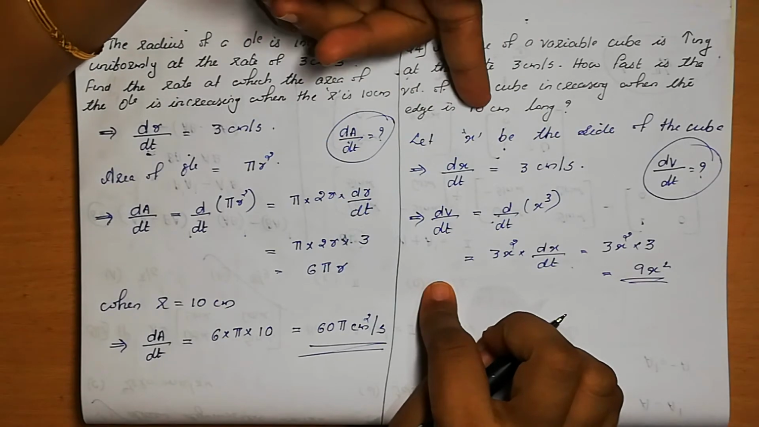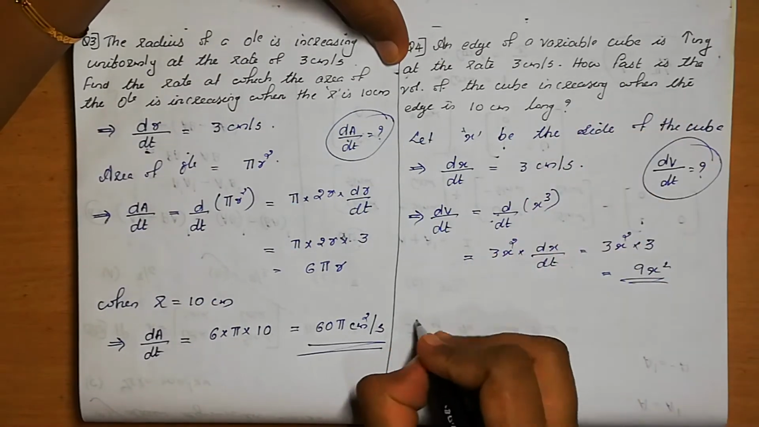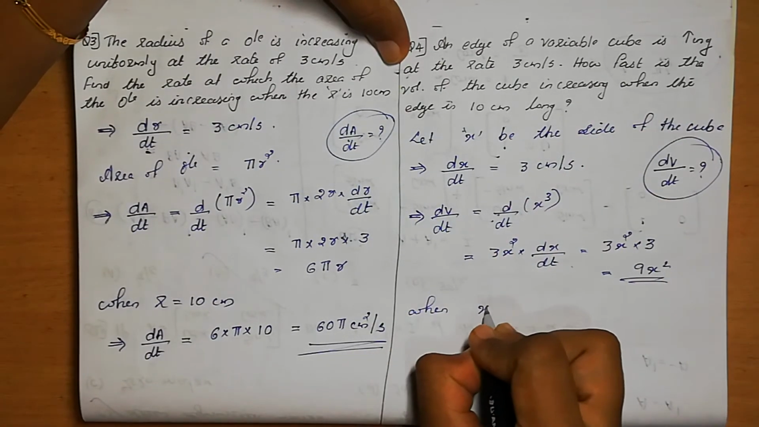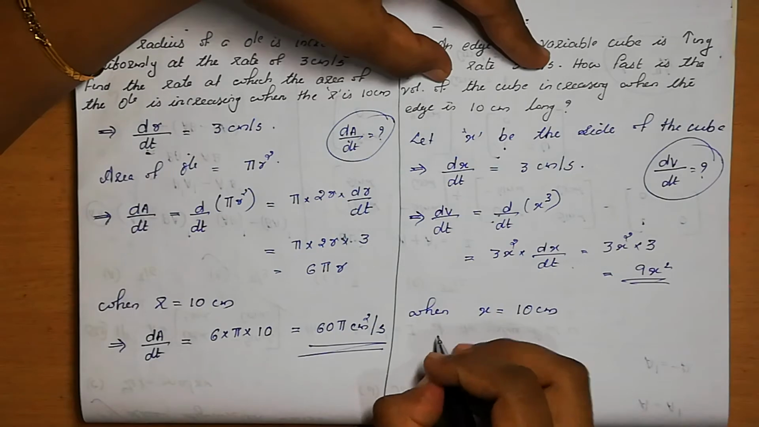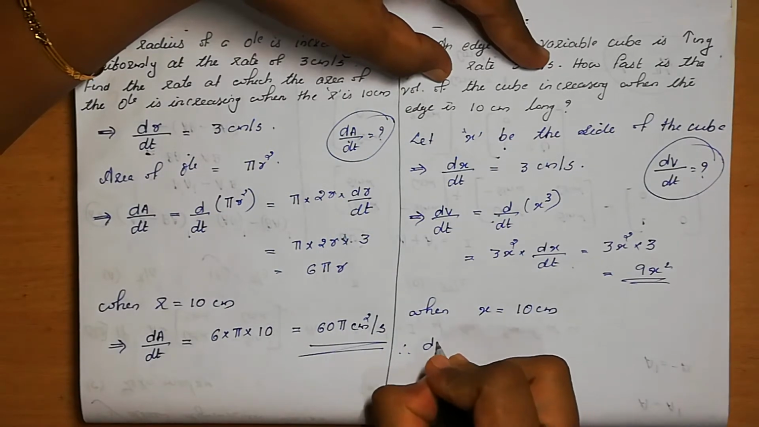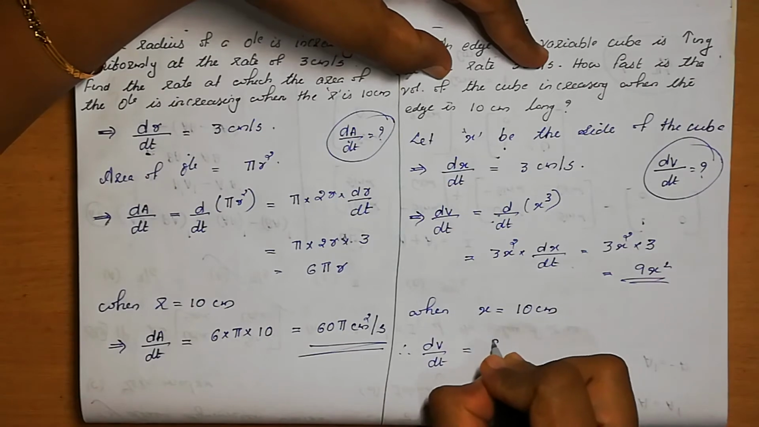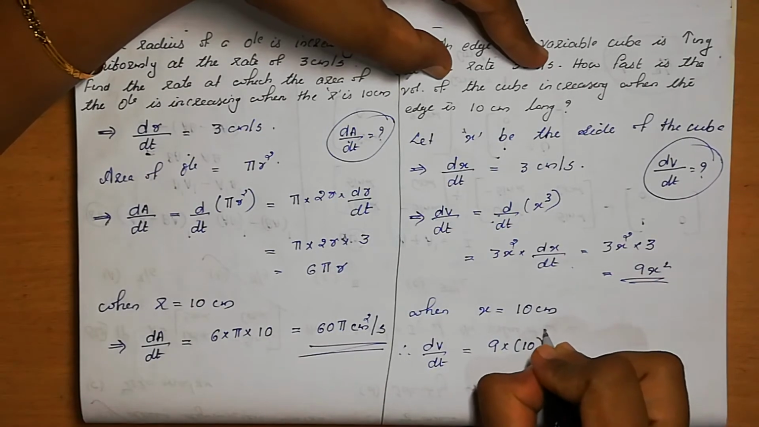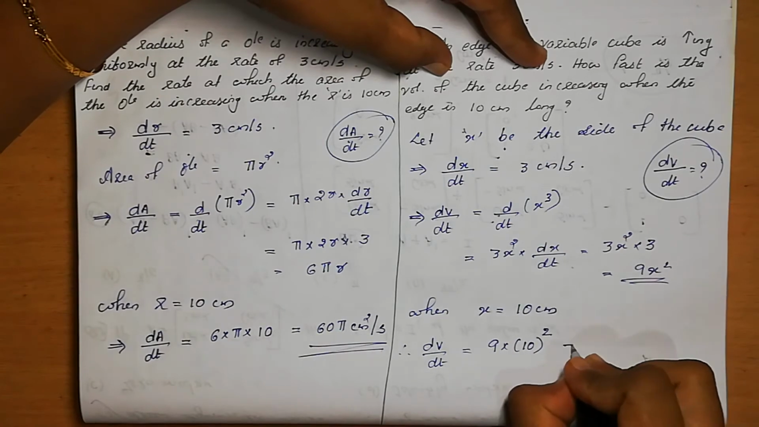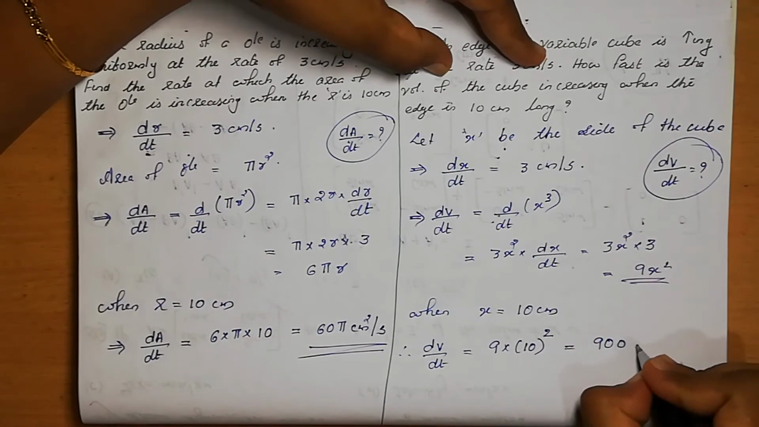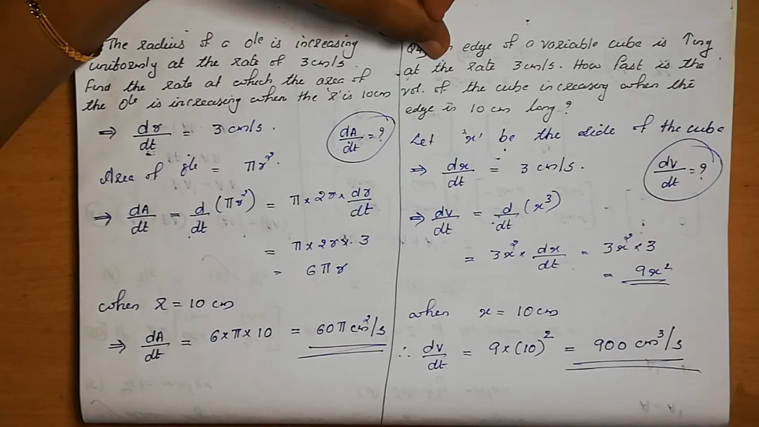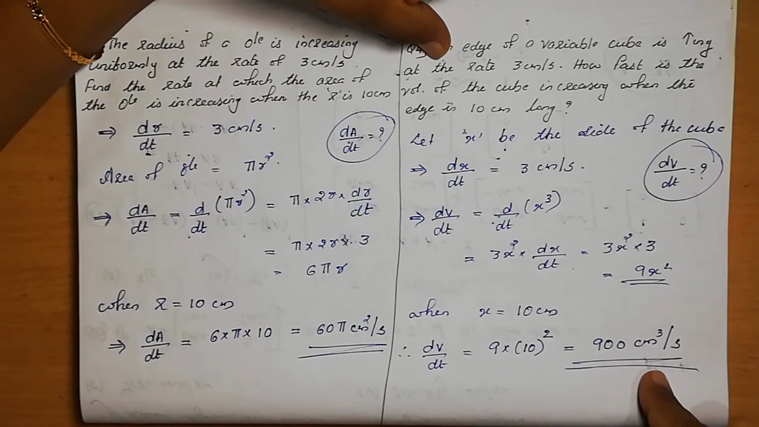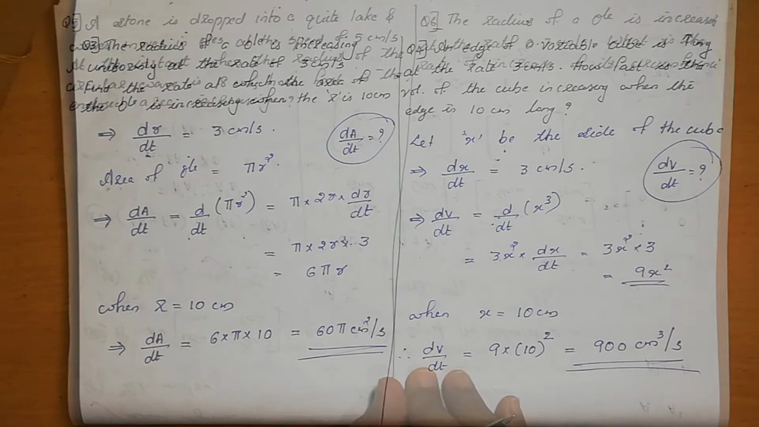What do we need to find out? When the edge is 10 centimeter long, we need to find how fast the volume of the cube is increasing. When x equals 10 centimeter, dV by dt equals 9 into, instead of x what can I write? 10. 10 square is 100. So 9 into 100 is 900. Volume unit is centimeter cube per second. So we can write: the volume of the cube is increasing at the rate of 900 centimeter cube per second. Answer.